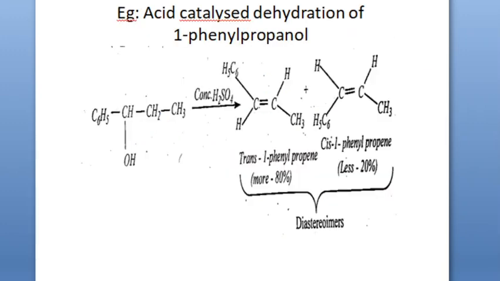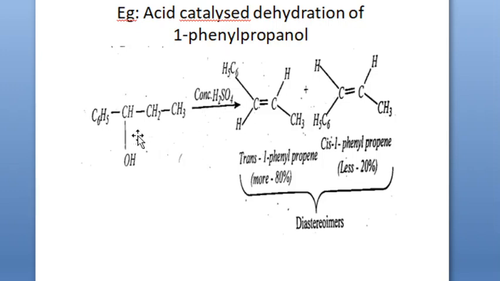To exemplify, this is the acid catalyzed dehydration of 1-phenyl propanol. So this is 3 carbons, 1, 2, 3, and on the first carbon you are having OH, and on the first carbon you are also having a phenyl substituent. So on the first carbon you have OH as well as phenyl. This is 1-phenyl propanol, and its dehydration is in the presence of concentrated H2SO4.